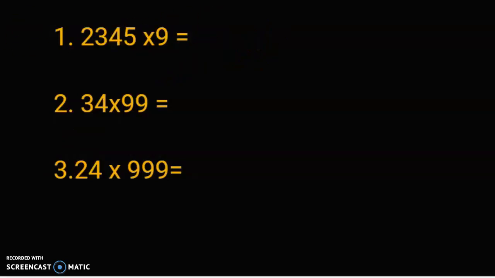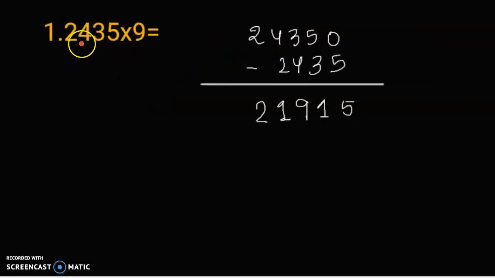Let us move to the first question. 2435 times 9. Multiplicand is greater in number than multiplier. What you need to do is just check how many 9s are there and put that many zeros on the multiplicand. So 2435 is our multiplicand, and put 1 zero, and then subtract the multiplicand 2435, and you will get the answer. It is so easy to understand.